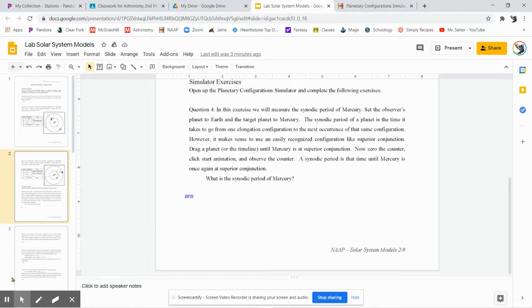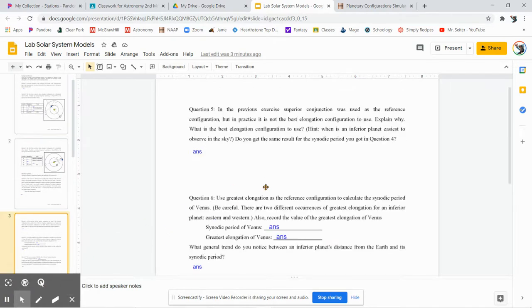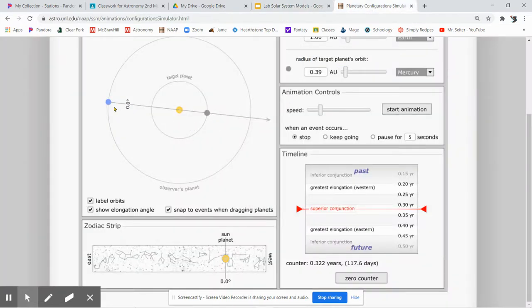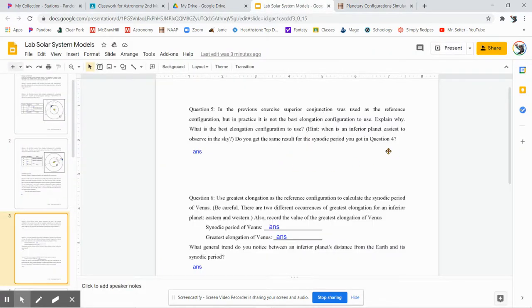On to the next page. Question number 5. In the previous exercise, superior conjunction was used as a reference configuration, but in practice, it is not the best elongation configuration to use. Explain why. Why is it not the best? I can tell you right now why it's not the best, because you can't see it. The sun's blocking it, so you can't really see it. And now look, there's like 3 questions here, so you're going to have to give me at least 3 sentences as an answer, okay?